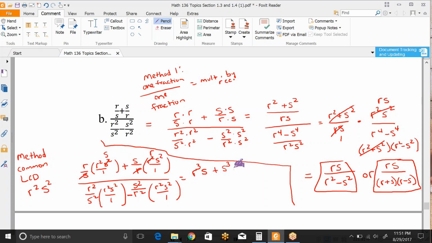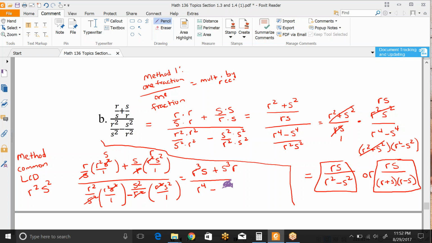And then we have that r over. On the bottom here, the s squareds cancel, so you just get r squared times r squared, which is r to the fourth. On the second one, r squareds cancel, and you get s squared times s squared, so that's negative s to the fourth.